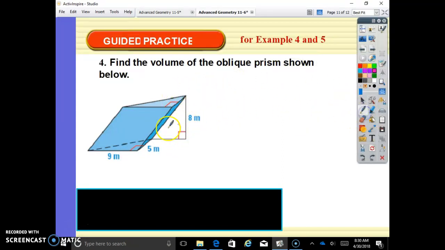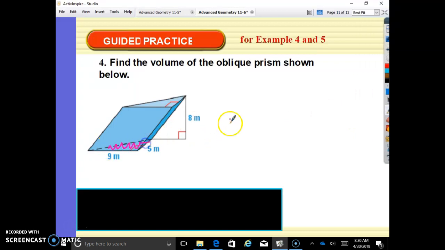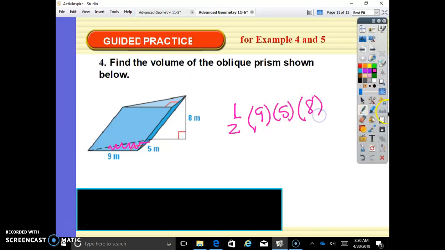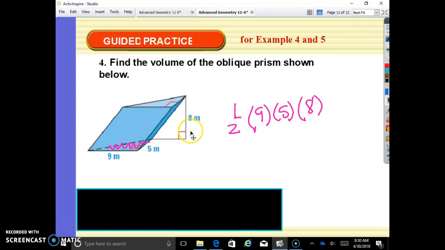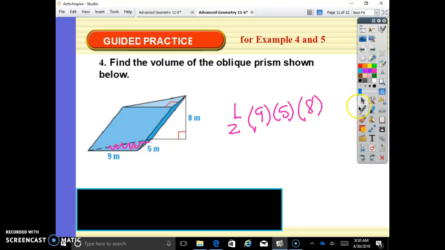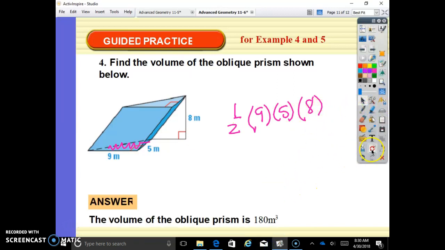Okay? So once again, the area of the base, this is a triangle, so 1/2 base times height, times the height of the shape. And when you multiply that all out, you do 9 times 8 times 5, divide by 2, and you should get 180 on this one, 180.